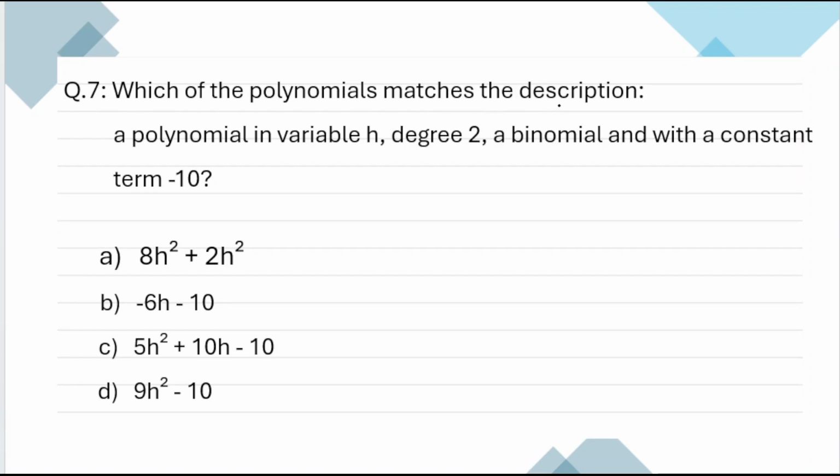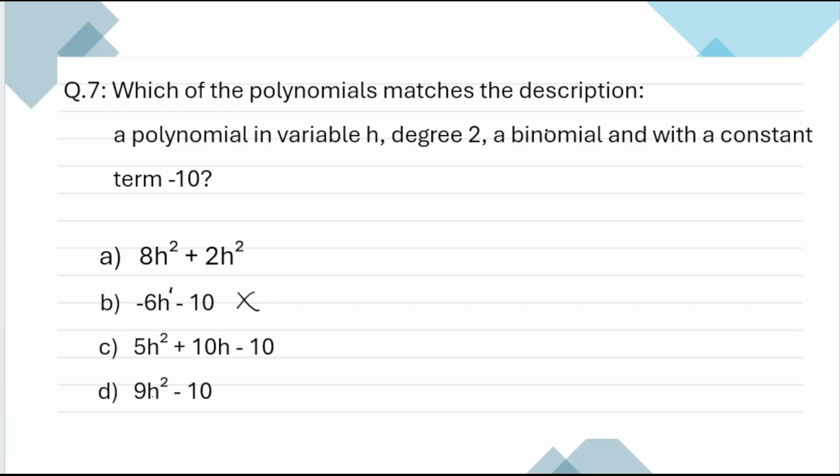Which of the polynomials matches this description? A polynomial in variable h, degree should be 2, it should be a binomial, and the constant term should be negative 10. So first of all, I need to look for the h variable. Okay, all the options over here have the variable h. Degree 2. That means this A part has degree 2. All right. B part, no, the degree is 1. So this part is gone. This has degree 2, and the last part also has degree 2. All right. So we have eliminated the B choice.